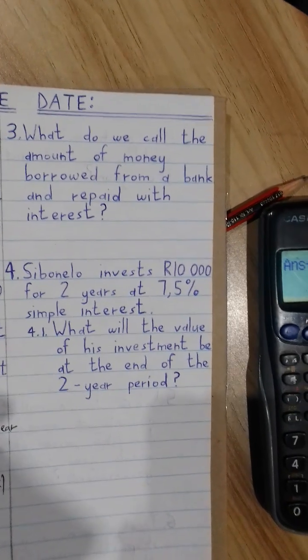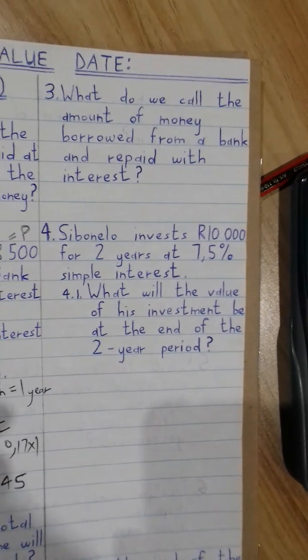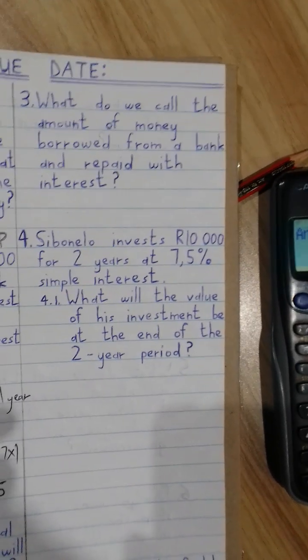Number 3 states, what do we call the amount of money borrowed from a bank and repaid with interest? So the full amount that is borrowed from a bank and repaid with interest is called a loan.